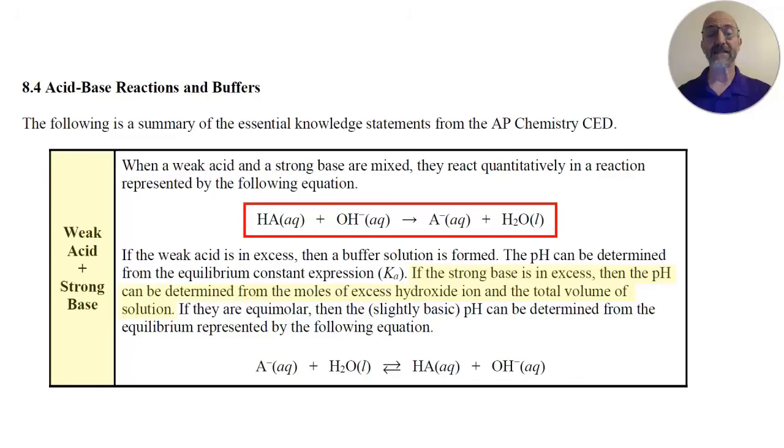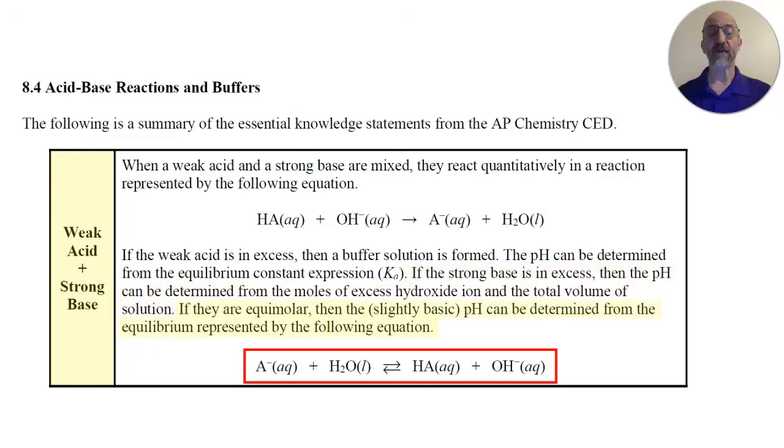But what if you are at the equivalence point in a weak acid strong base titration? Well, if they are equimolar, in other words, if you have arrived at the equivalence point of the titration, then the slightly basic pH can be determined from the equilibrium represented by the following equation, where A minus, the conjugate base, reacts with water to produce HA, and then there's a little bit of hydroxide ion formed as well, which is why that solution would be slightly basic at the equivalence point in a weak acid strong base titration.